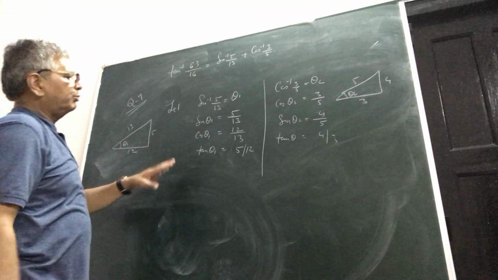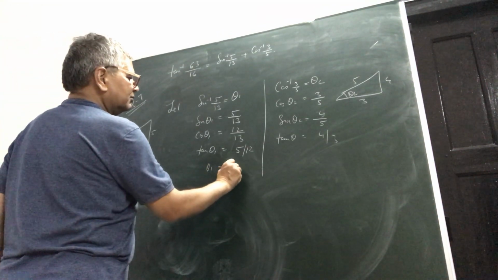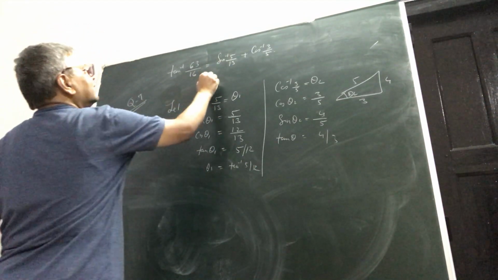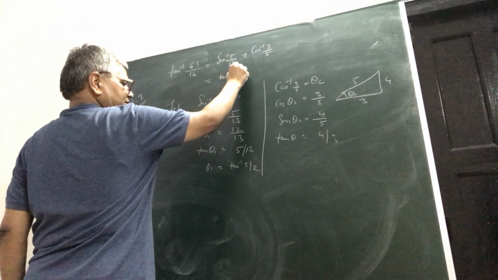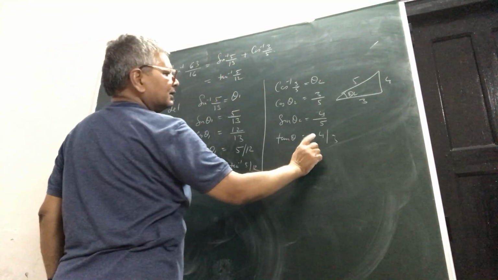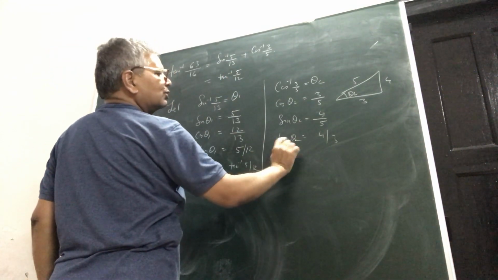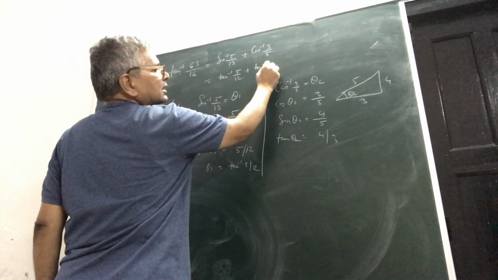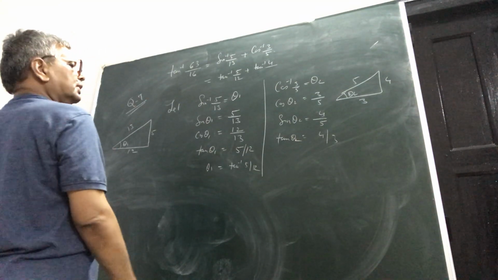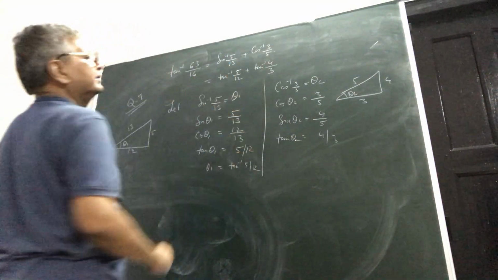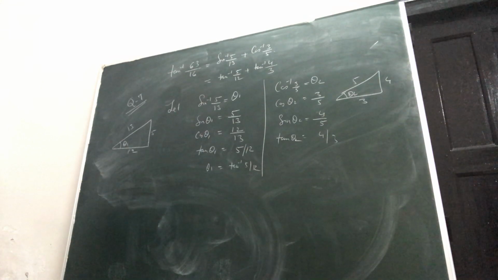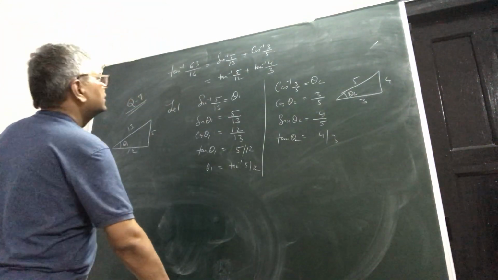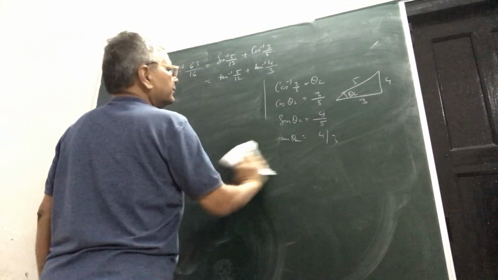So now see, the point is theta 1 will be equal to tan inverse 5 by 12. This is theta 1, so in place of this, you can write tan inverse 5 by 12. And likewise, tan theta 2 is 4 by 3, so theta 2 is tan inverse 4 by 3. So we have plus tan inverse 4 by 3. Okay, no issues.